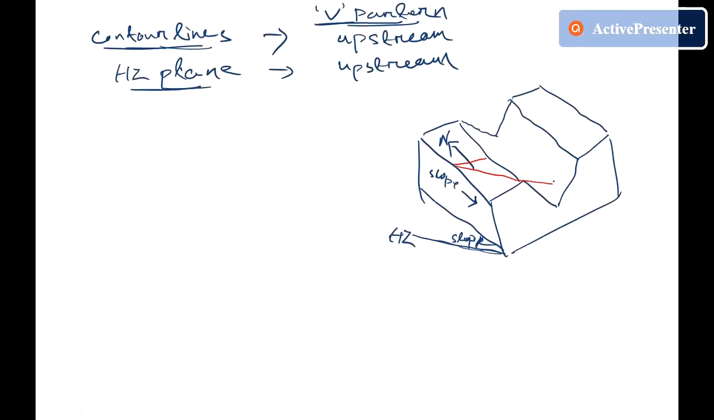This is a horizontal surface, right? I hope you can imagine this. This red color is representing a horizontal surface, and this blue one is showing my ground condition, my ground surface. It is sloping in this direction.